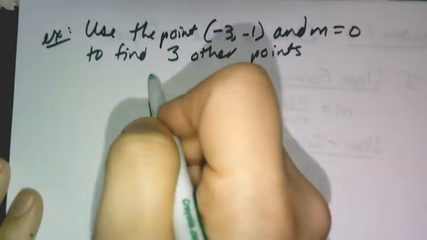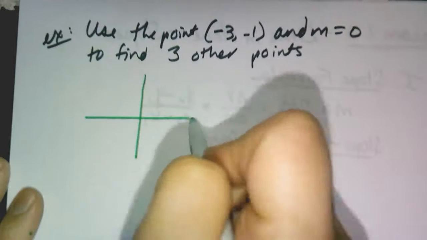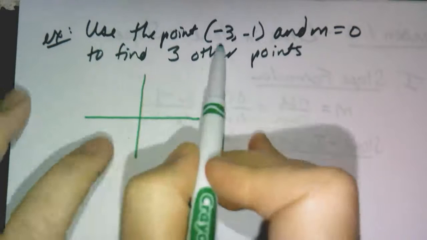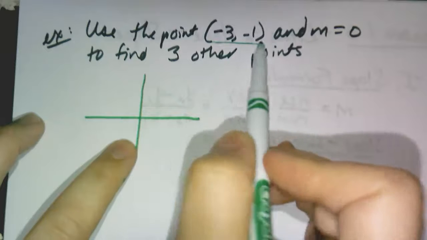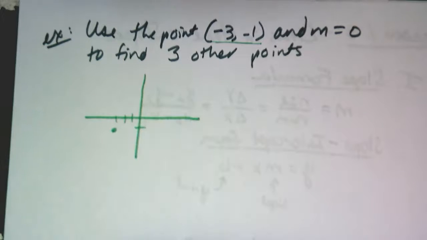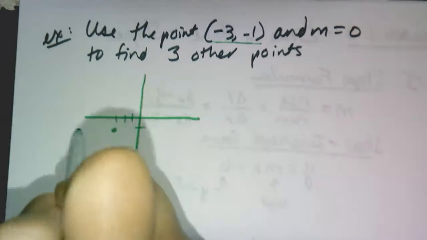So just kind of bear with me. I'm going to draw this because this is now how you have to think. You have to think like you're drawing. So go to the point -3, -1. Draw that dot. A slope of 0 means what type of line is it? Horizontal. Okay.